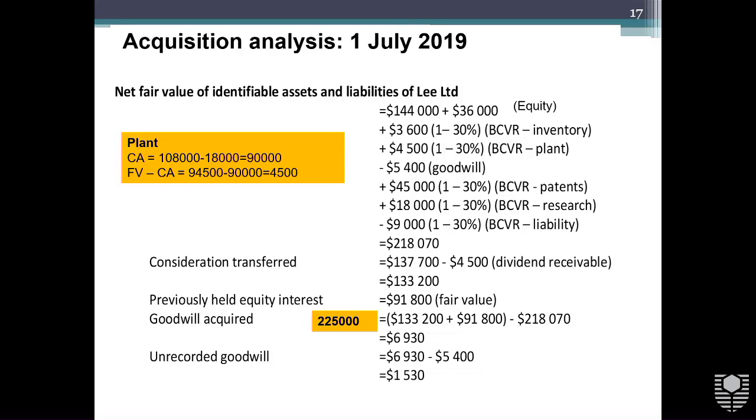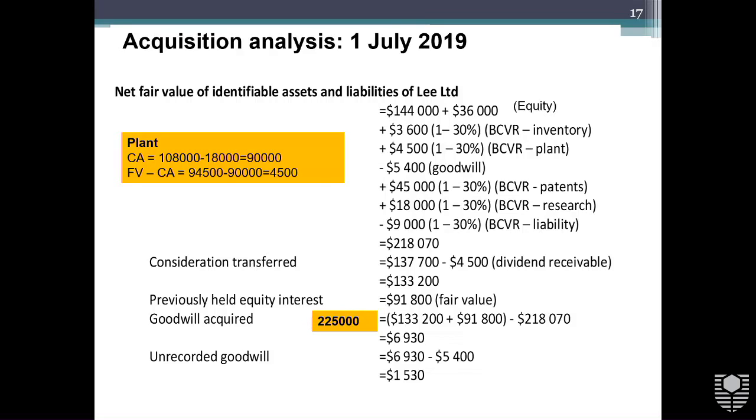These items, we need to account for them in our business combination valuation reserve. We'll do all our journal entries in our little T account in a minute. Add them all up though, we've got 218,070. That's the fair value of all the assets and liabilities, but we're only going to pay 137,700. We have to minus out the dividend because it's a cumulative dividend basis. We're not paying that, so we've got to take that off, which gives us 133,200.